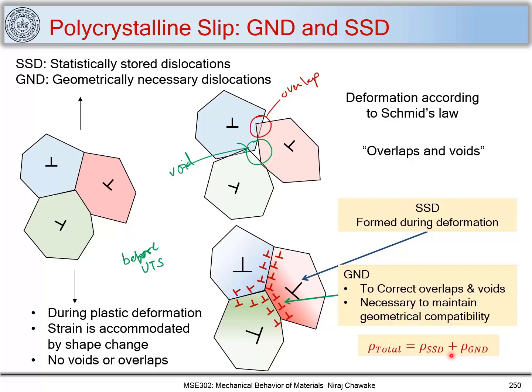So in this part, we have seen how to model a grain boundary using edge dislocations, and we have seen what are statistically stored dislocations and geometrically necessary dislocations. And with this, I will stop here.